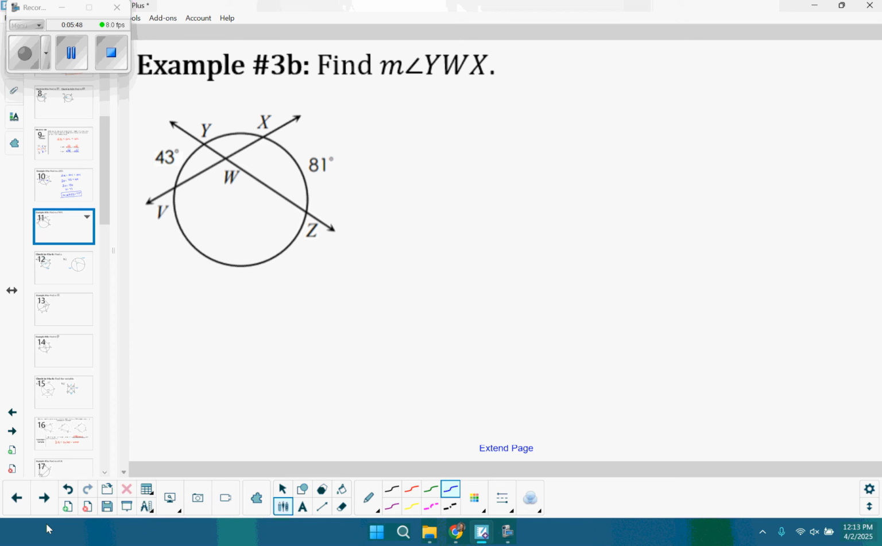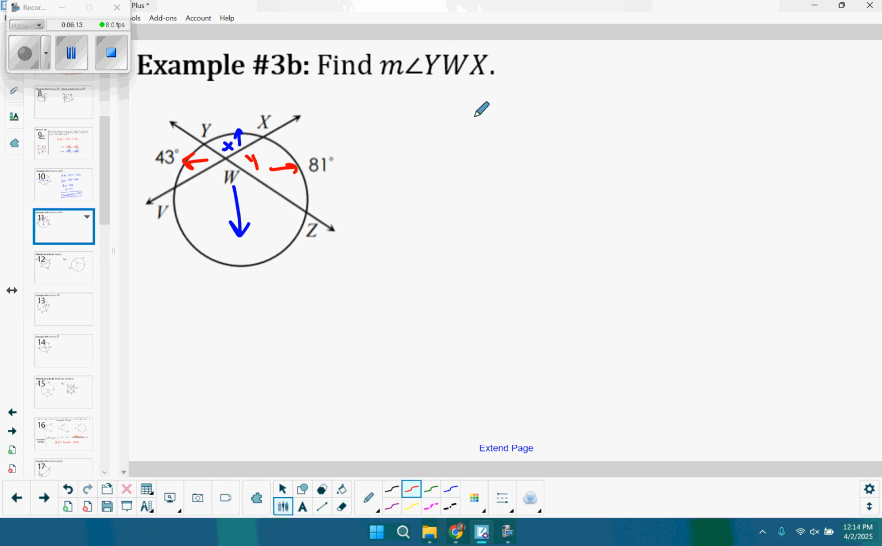For example, 3B, we want to find the measure of angle YWX. So this one over here. This angle matches those arcs. So we have 2 options again. I could choose to find this angle here using the arcs that I do know. So if we call this angle Y, those arcs belong to angle Y.